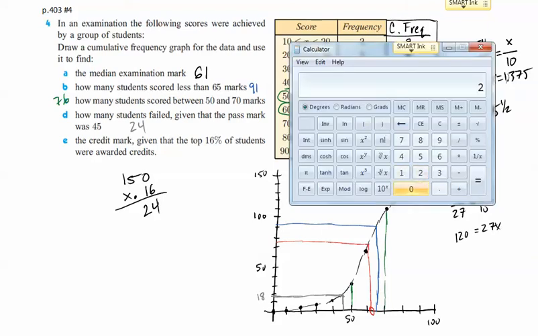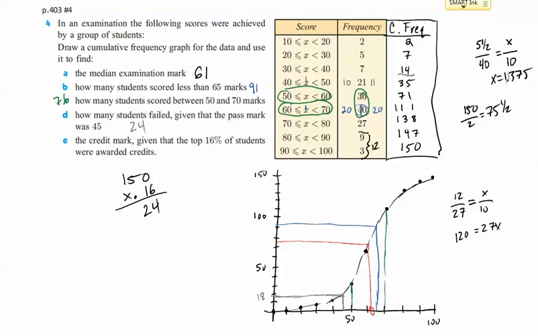And so I'll go 120 divided by 27, and we get 4.44. So 4.44 points. So that's 4.44 from 80. So if we round, well, that's a little less than 4.5, so we're going to have to go 4. So if I go 4 points down from that, I'm going to get a 76. So approximately 76 was the score that they needed to be awarded credits.